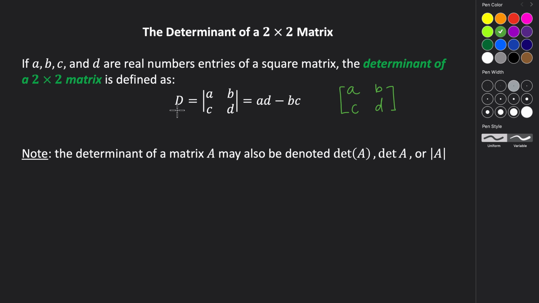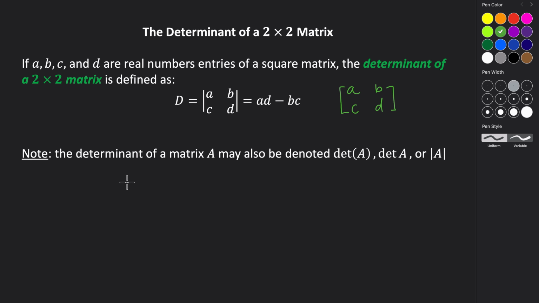So this capital D is defined to be the determinant, equals, this is not actually the absolute value sign. These vertical bars are telling us that we're taking the determinant of this matrix. So the way that we find the determinant is we take the product of the two numbers along this first diagonal and subtract the product of the numbers along this diagonal. So it's A times D minus B times C.